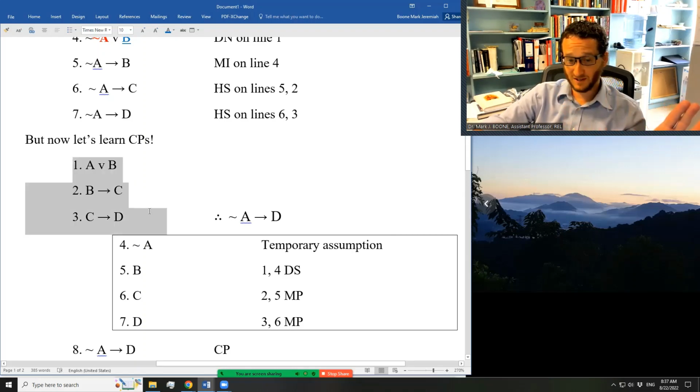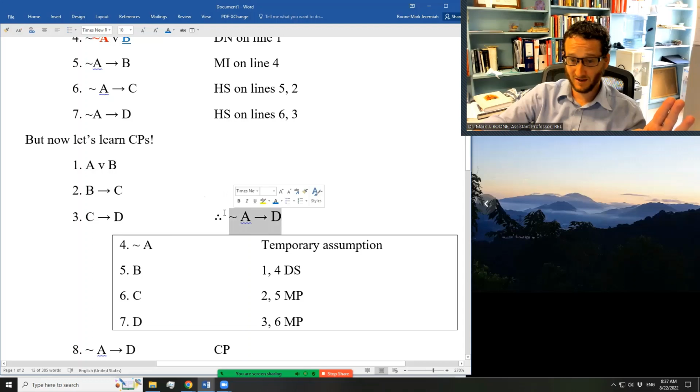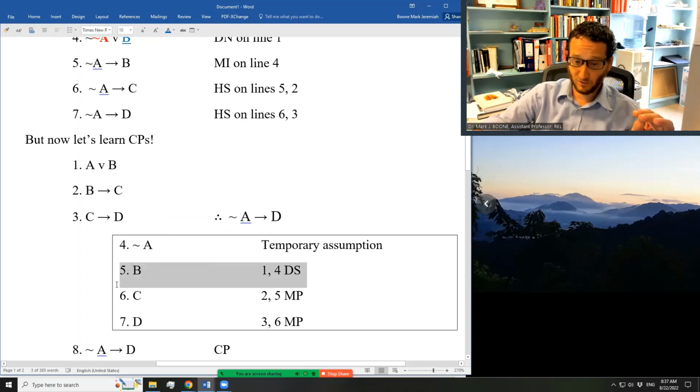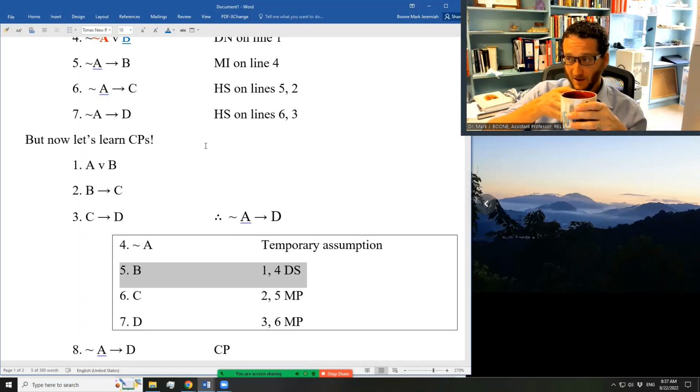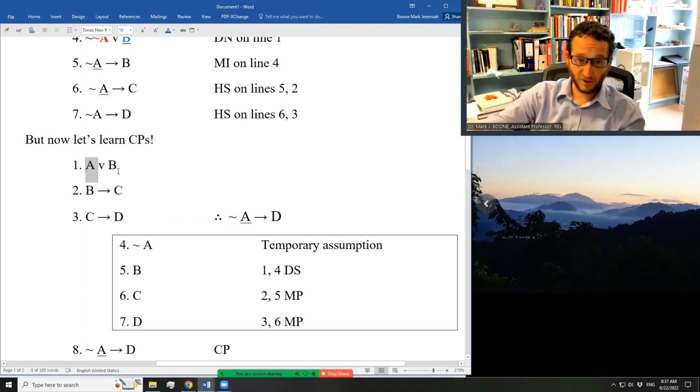Either A or B, if B then C, if C then D. We're trying to prove if not A then D. So we temporarily assume not A, and what follows? By the disjunctive syllogism rule on lines 1 and 4, we can conclude B. Disjunctive syllogism rule is either P or Q, not P, therefore Q. You see how we're following the pattern of disjunctive syllogism rule to get this conclusion.